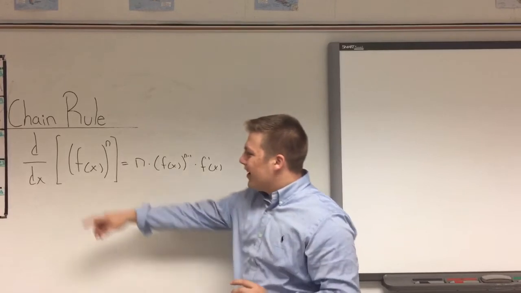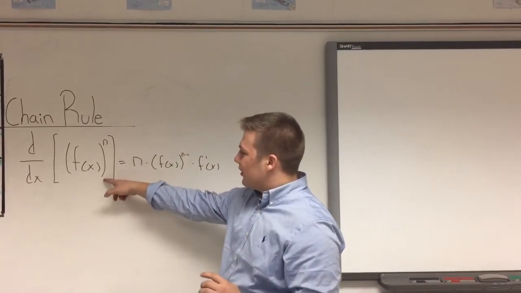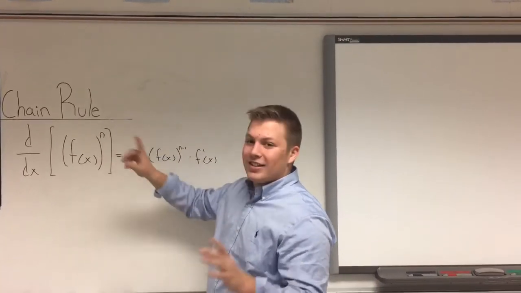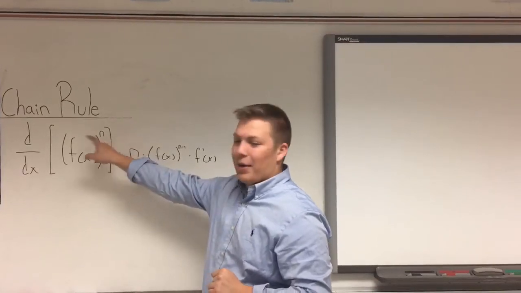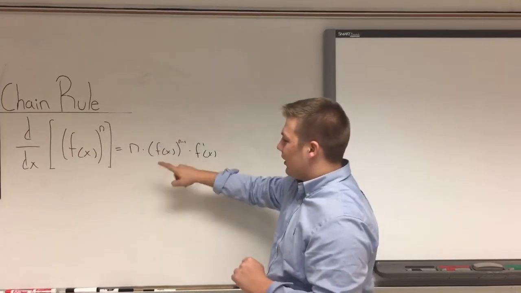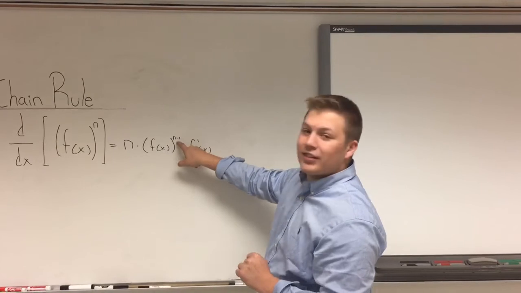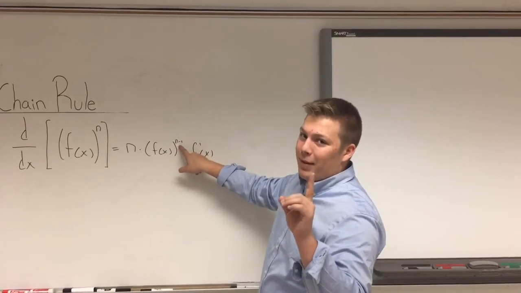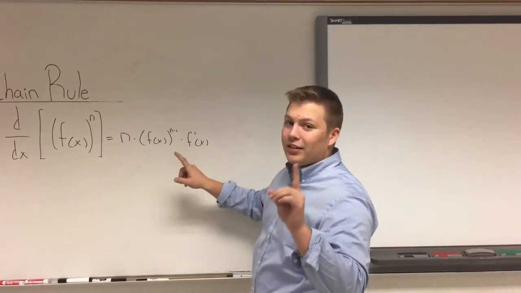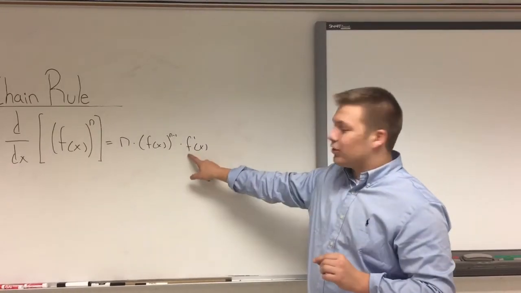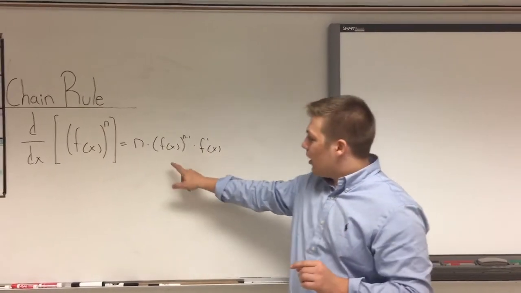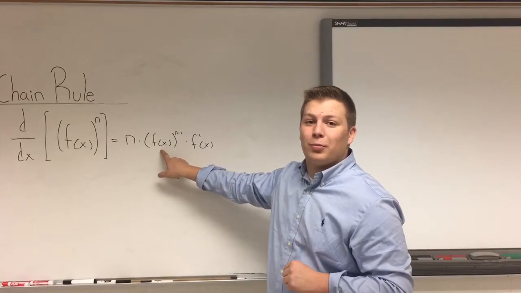Here we go. Derivative of a function to a power. Same thing as the power rule. Pull that power out front, multiply it to the original function, raised to the original power minus 1. But there's a small difference. You have to multiply by the derivative of that inner function, so to speak.